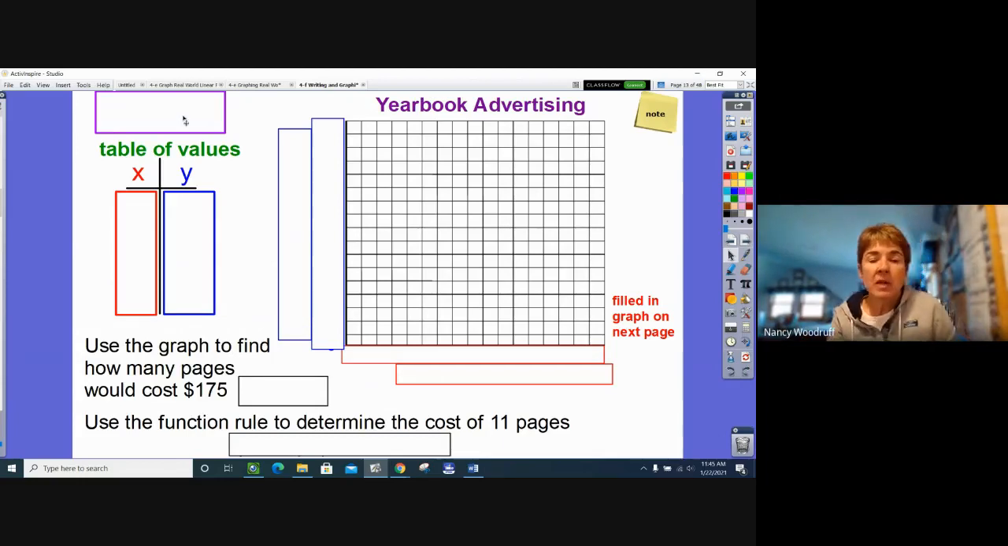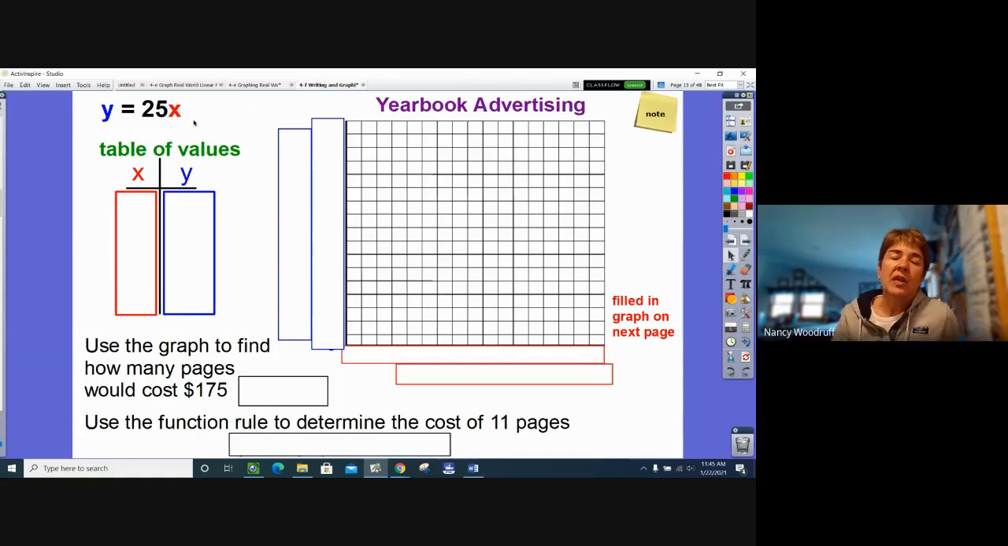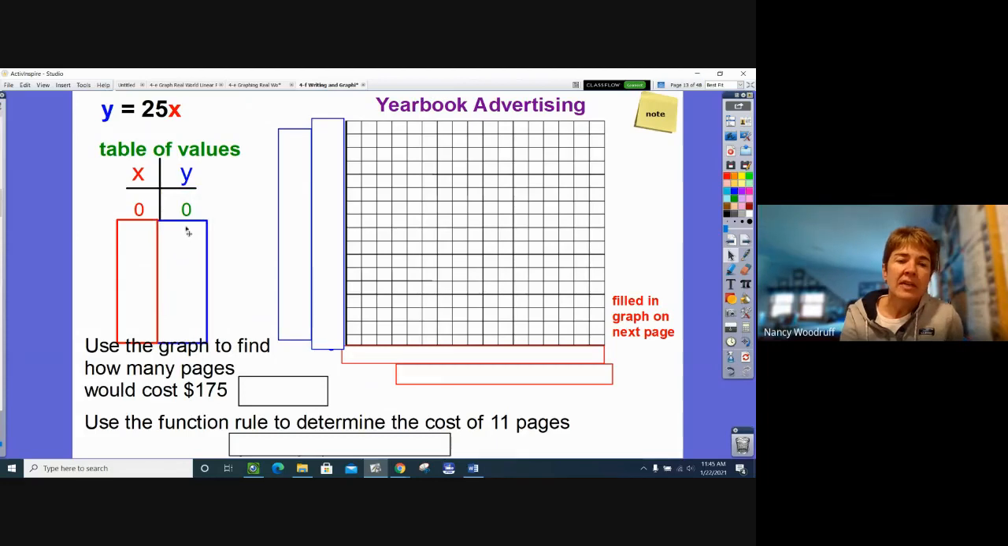All right, so let me go ahead and put this up here. There's our rule. So the next thing we're going to do is create a table. So what are reasonable inputs here? Now you know that the first one I'm going to put in is 0. That doesn't make sense. You're not going to buy 0 pages of advertising. But again, it's going to anchor the graph. So if I take 25 times 0, it's 0.